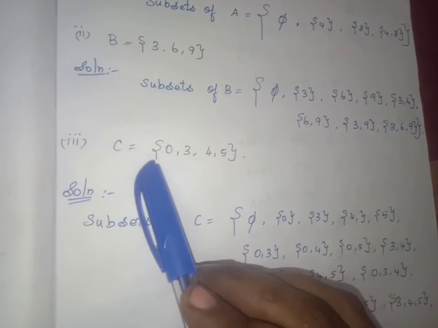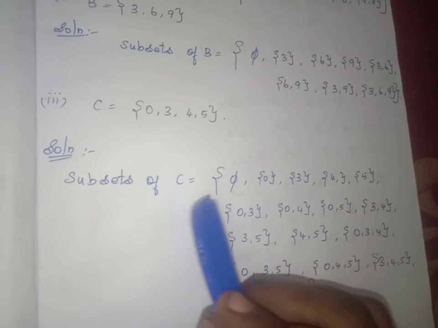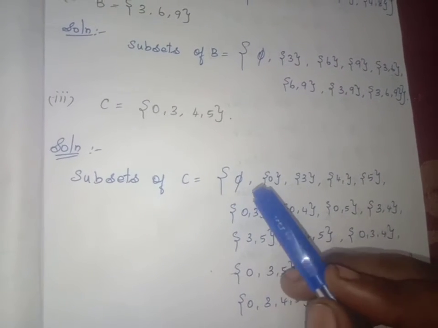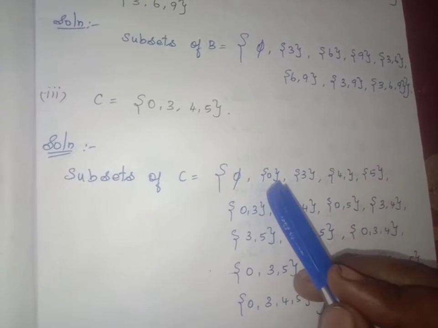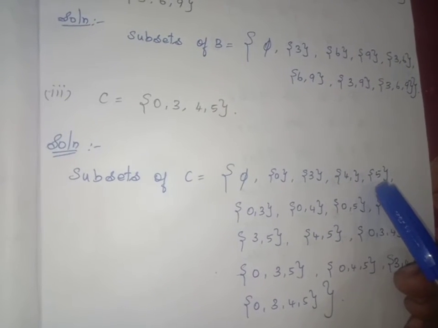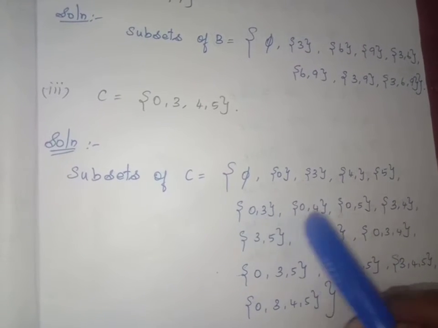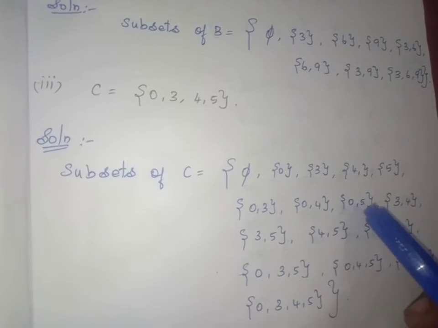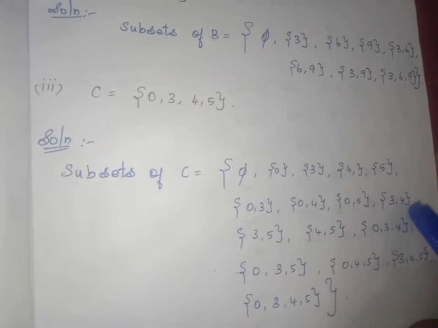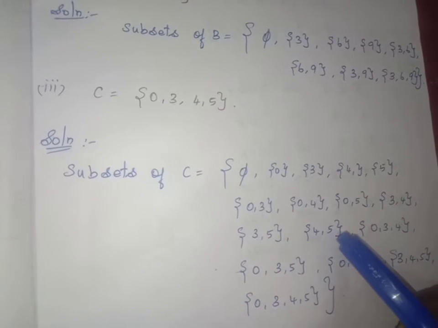The next one, C having {0, 3, 4, 5}. So you will find the subsets of C. The empty set is one of the subsets, and singletons {0}, {3}, {4}, {5}. These are also subsets, and then combined: {0, 3}, {0, 4}, {0, 5}, and then {3, 4}, {3, 5}. The next possible is {4, 5}.